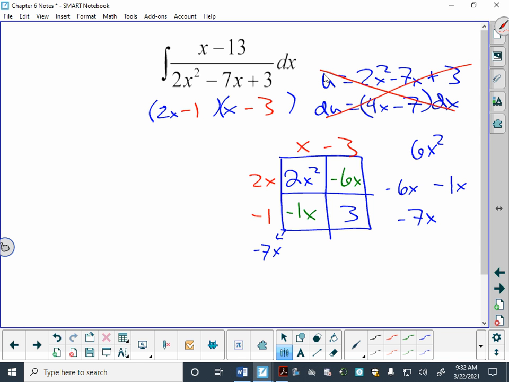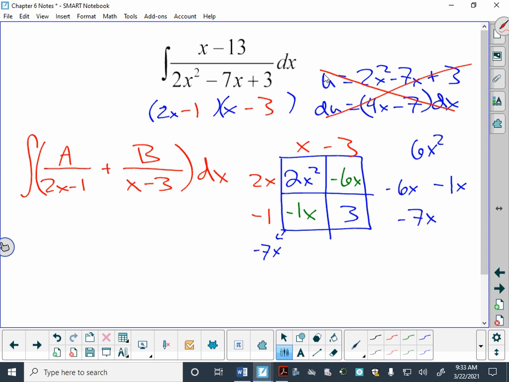Take some of the guesswork out of factoring. All right, so what did this look like then? I'm guessing that it looked like something where there was a 2x minus 1 in the denominator, plus an x minus 3 in the denominator. And there was some number up here and there was some number up there.